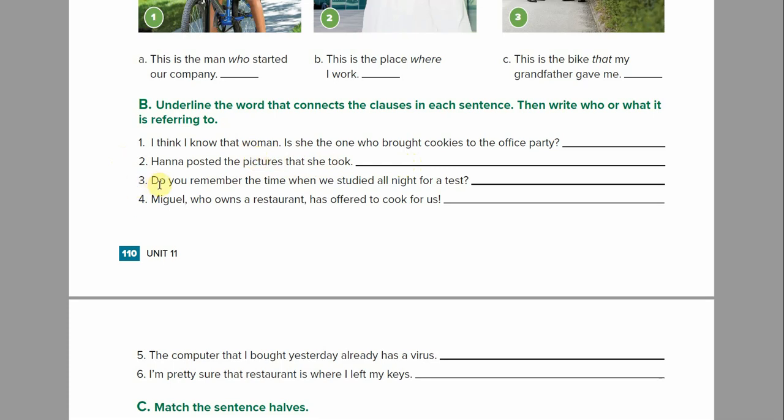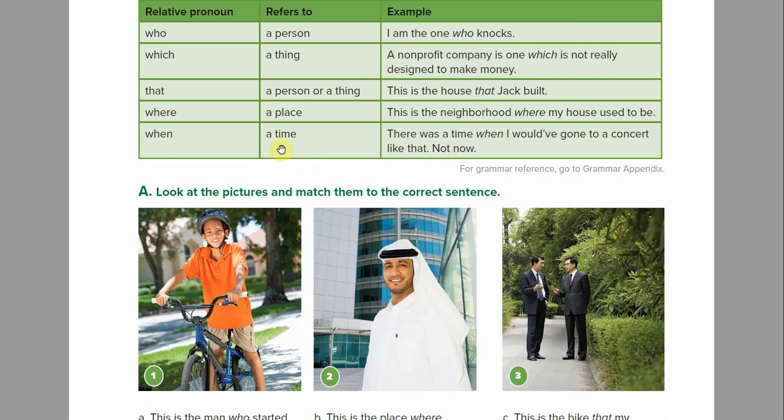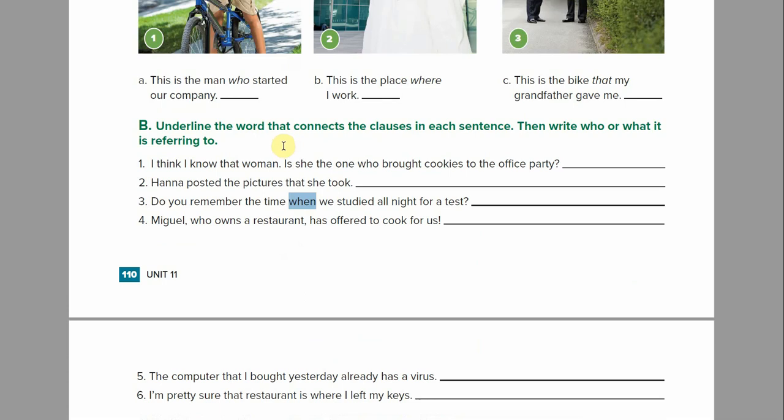Number 3. Do you remember the time when we studied all night for a test? All right, so when is the connecting word. Remember, when refers to a time. So when we studied all night is referring to the time. Do you remember the time? Which time? When we studied all night for a test. So write the time here.